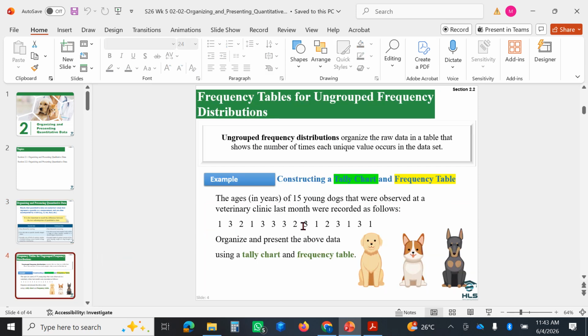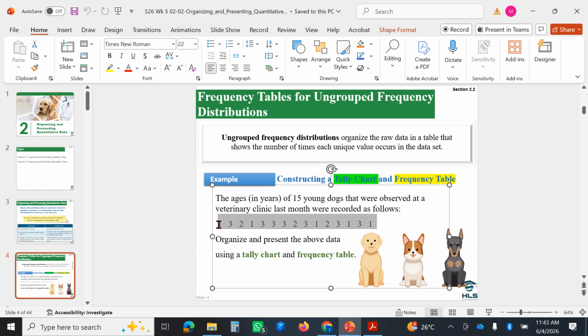Ungrouped frequency distribution organizes the raw data into a table that shows the number of times each unique value occurs in the data set. We're going to continue where we left off last week, and this is where you really want to let the numbers sing. I'm going to hand you mashed potatoes, something like this, and you're going to see something very familiar in the quiz and test next week. Doesn't make any sense, right?